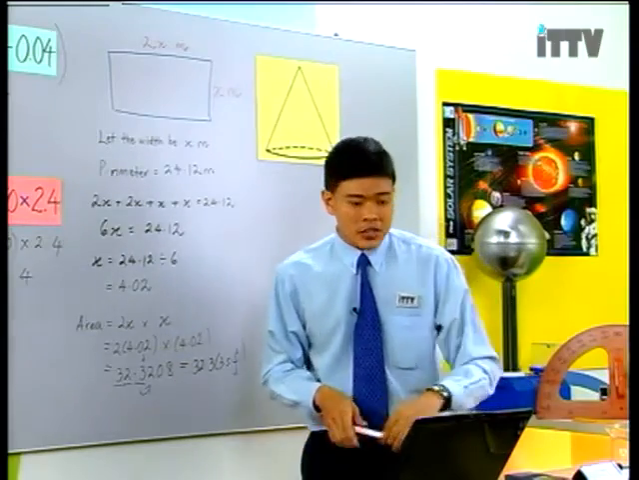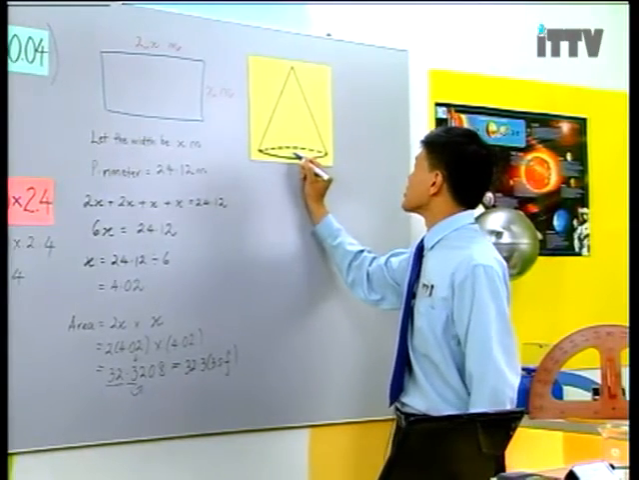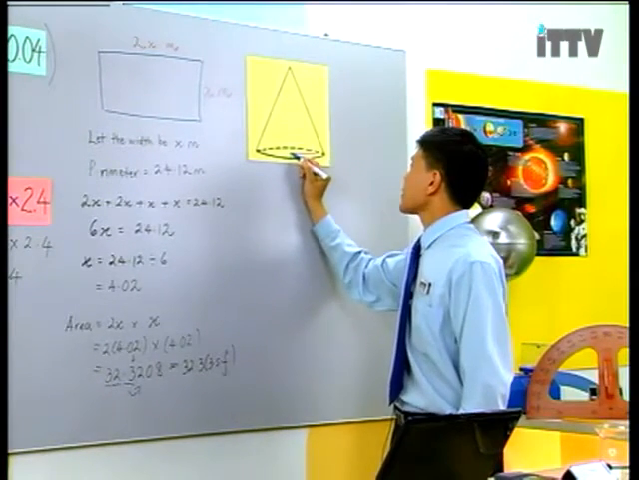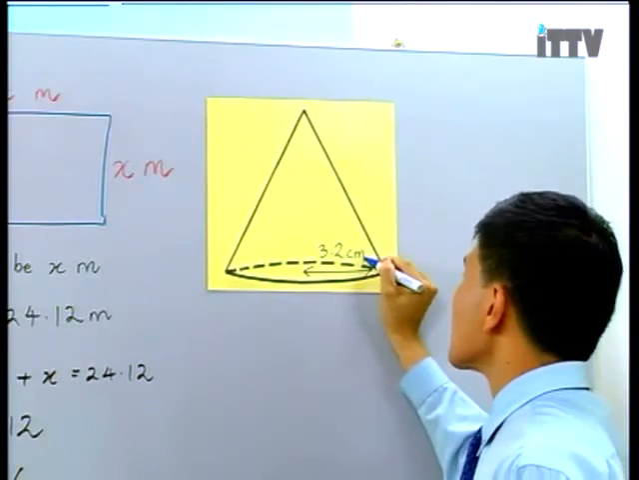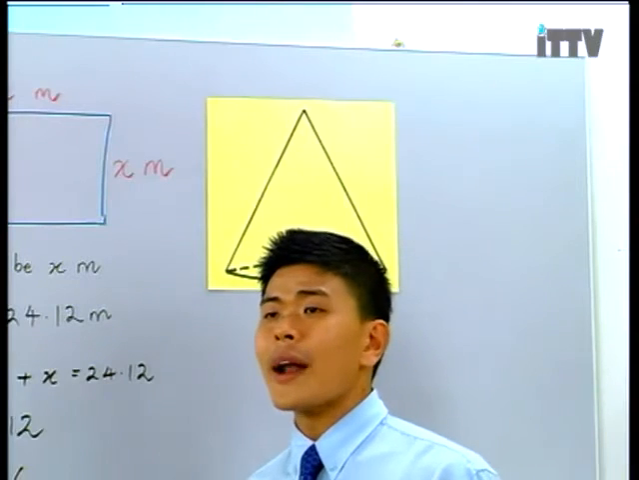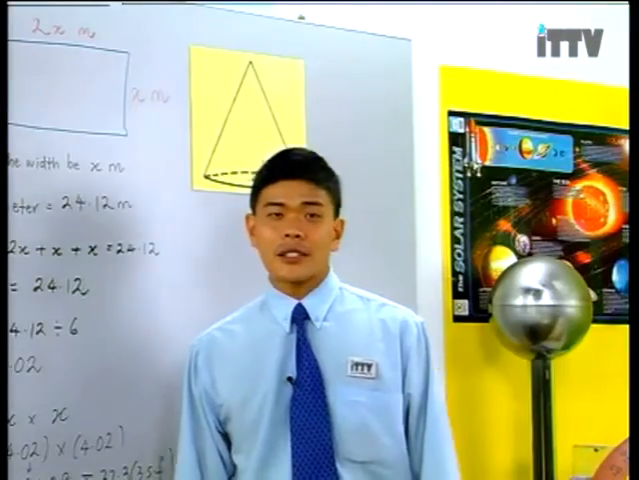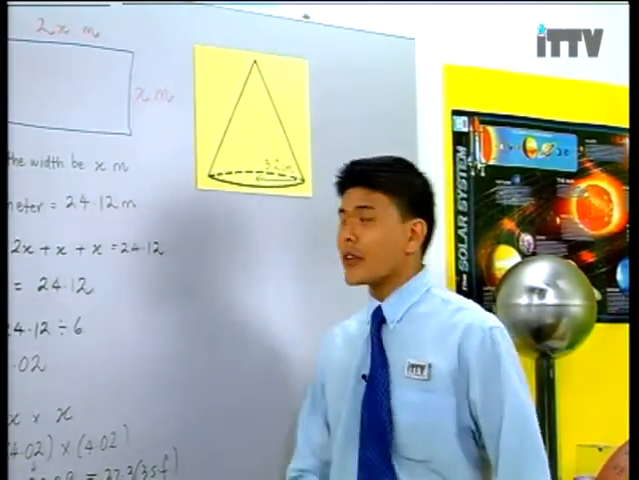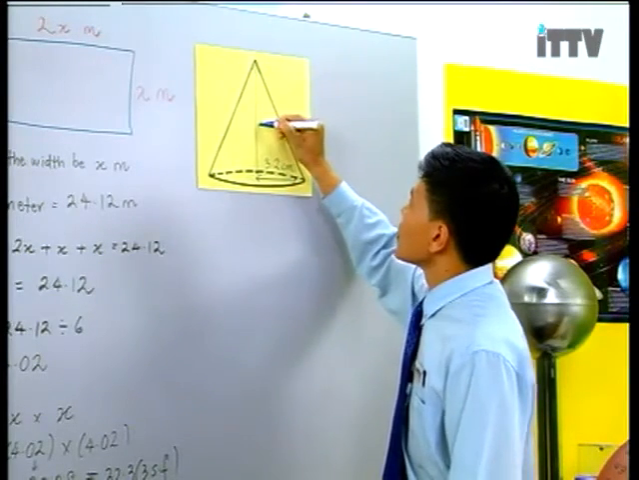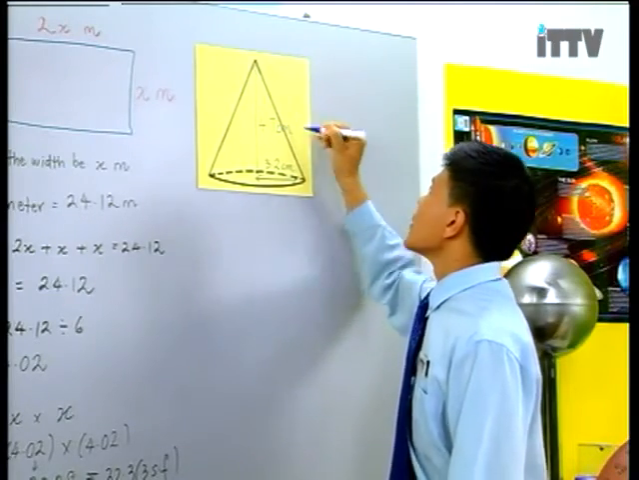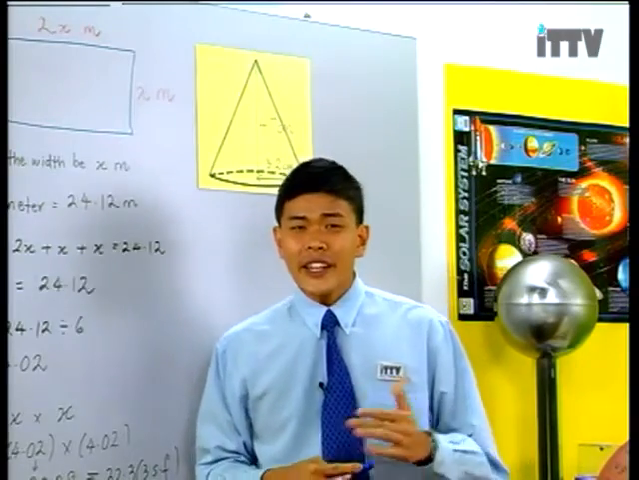This cone has a radius of 3.2 centimeters. So the radius of this cone, which is the length from the center to the side, is 3.2 centimeters. What else do we know about this cone? Its height is 4.7 centimeters, and the height of the cone is 4.7 centimeters. Now, what do we need to round off?